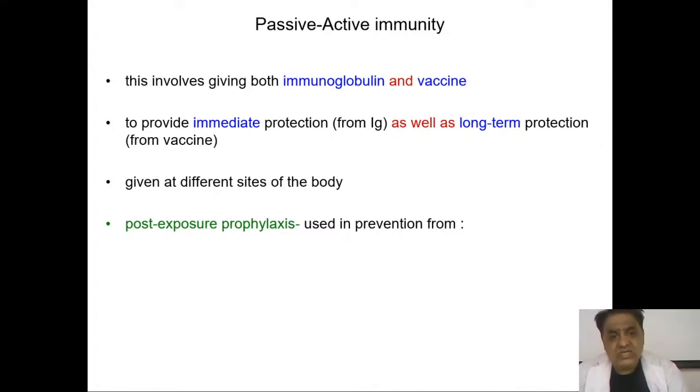And of course, needless to say, active and passive, when given together, should be given at different sites. Otherwise, the antigen and antibody may mop up each other at the site and no response may happen from either process, active or passive. This is known as post-exposure prophylaxis clinically, and this is used in certain diseases like hepatitis B in specific situations. I'll be taking classes on hepatitis B, tetanus, and rabies. This methodology of post-exposure prophylaxis using active and passive immunity is used.